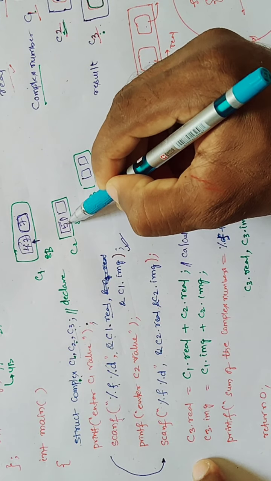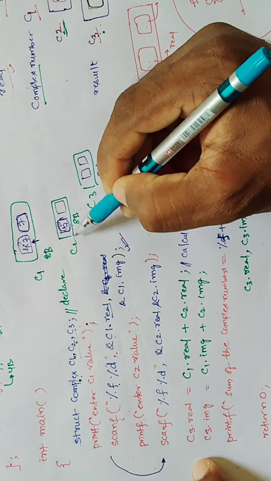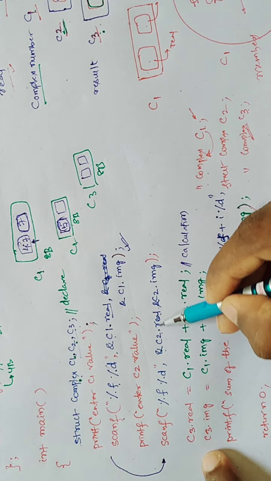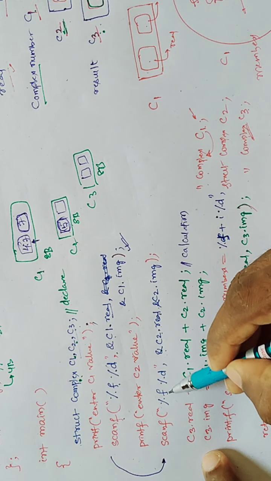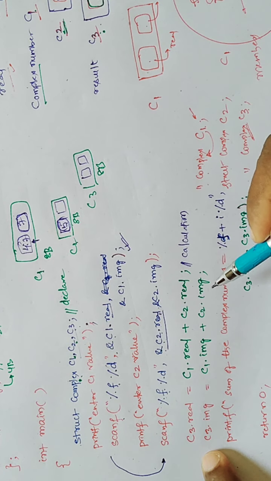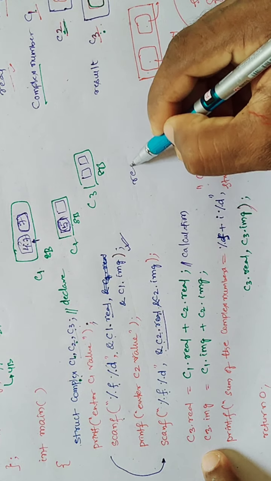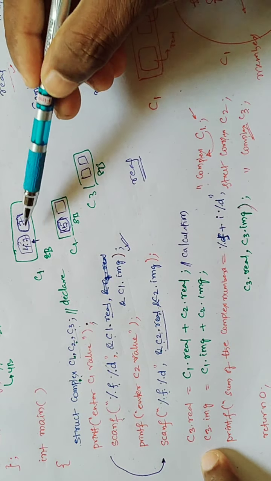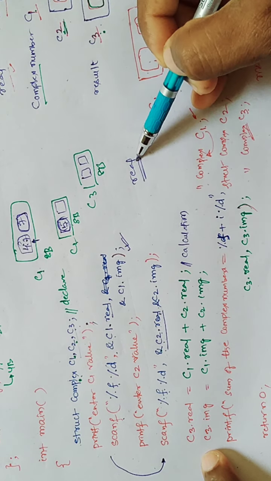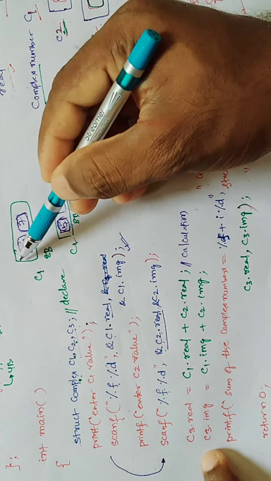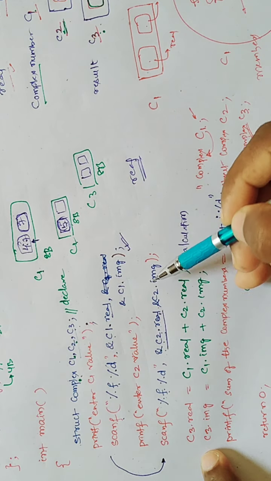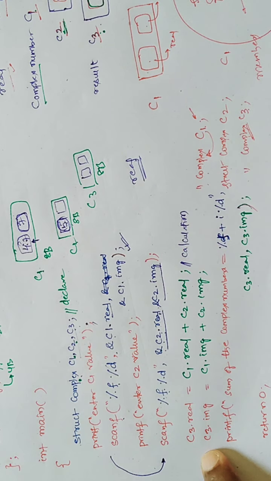How to do that? 5 is the real part of C2. Therefore ampersand C2 dot real, which is of float type, therefore %f ampersand C2 dot real. But you don't write just real, because real has 3 locations. This is a real part, this is a real part, this is a real part. Where I have to store this value? Therefore I have to specify which variable it is. I am interested to store the value in the C2 variable. Same way C2 dot imaginary.